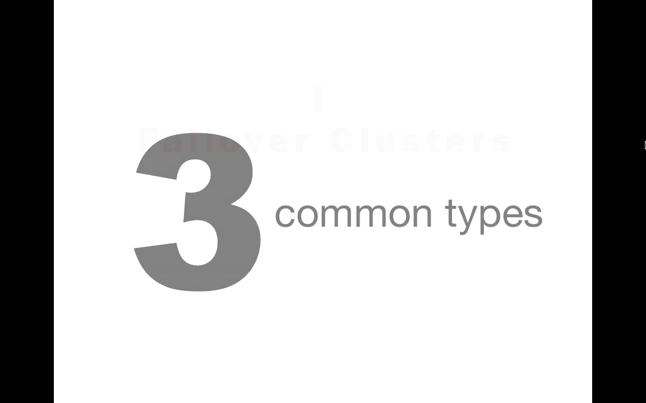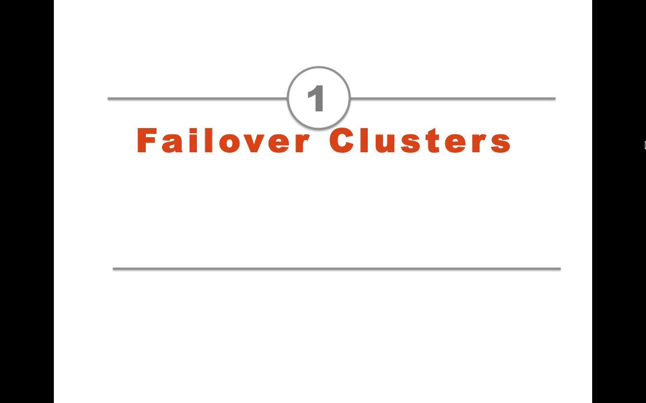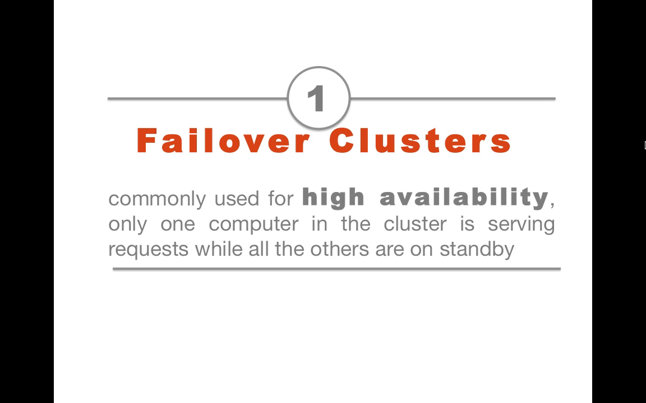Let's start off with the most common one, failover clusters. Failover clusters are used primarily for high availability, although in later versions of Windows, they've been used for both high availability and disaster recovery. How it works is that only one computer or server in a cluster is serving client application requests. All the other servers are on standby, doing nothing, just waiting until the active or the primary server goes down so that they can take over the workload.